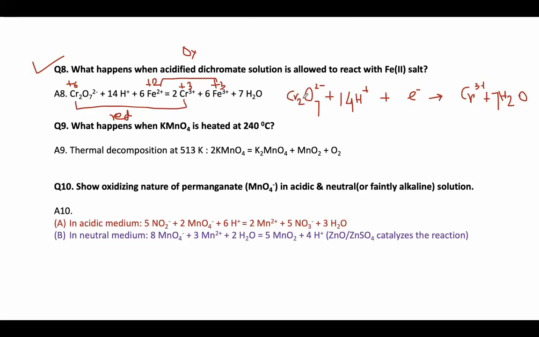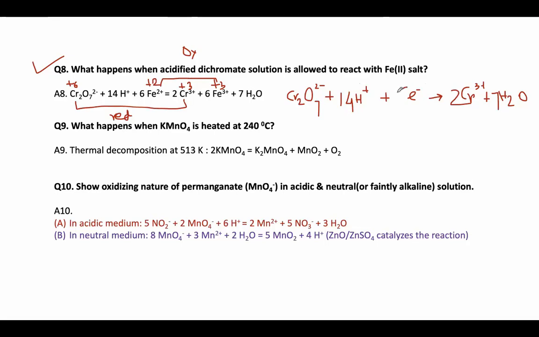Since the chromium atoms are 2 in number, we will first balance chromium here, so we will write 2. So we have a net 6+ charge on the right, but on the left we have 14 H+, then 1 from the electron and 2 from the oxide, so 14 minus 3, that is 11. On the left hand side we have 11 positive charge, on the right hand side we have 6 positive charge. So 5 positive charge should be balanced. That's why we will add 5 electrons here.